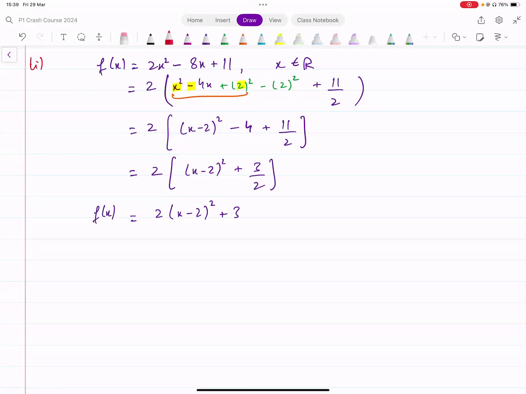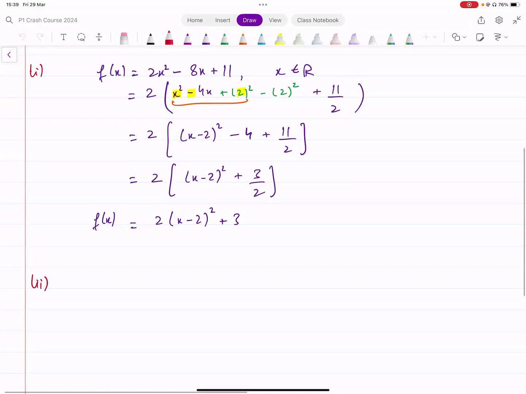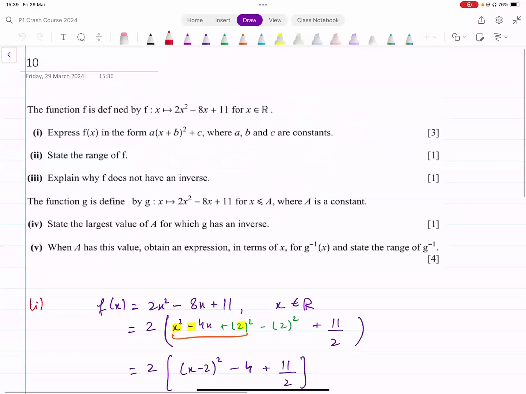Okay, that's the first part. We just try to complete the square. Okay, I hope that makes sense. That was pretty straightforward. Now it says state the range of f.